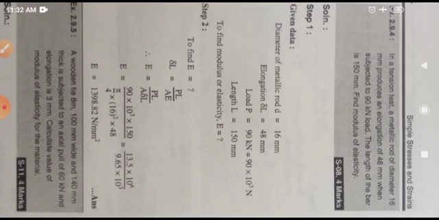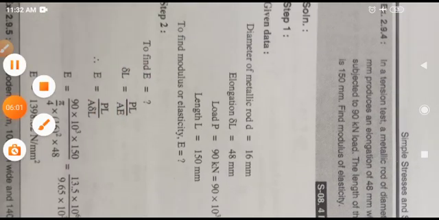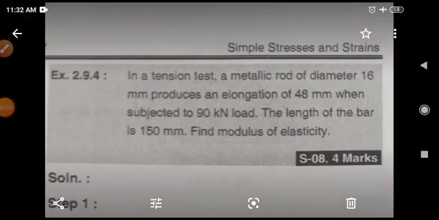Now let's see the next problem. In a tension test, that means the experiment that we have conducted on UTM, the apparatus that we have discussed in lectures, that test is also called the tension test.